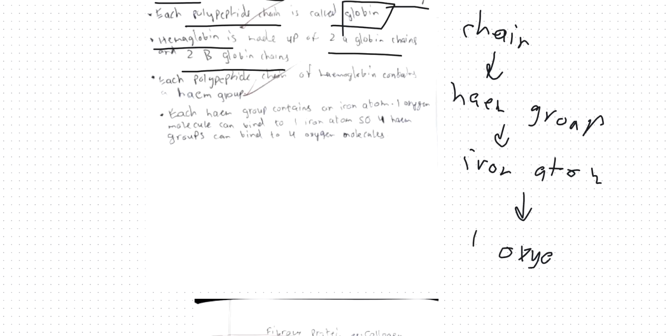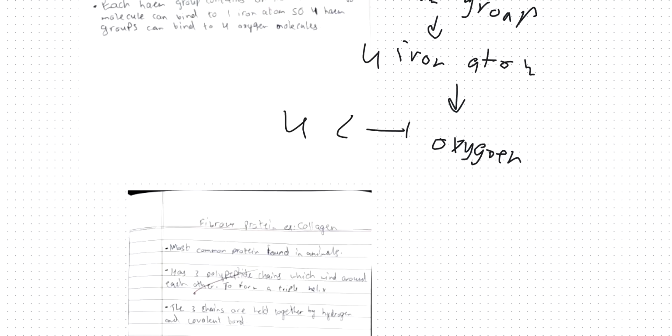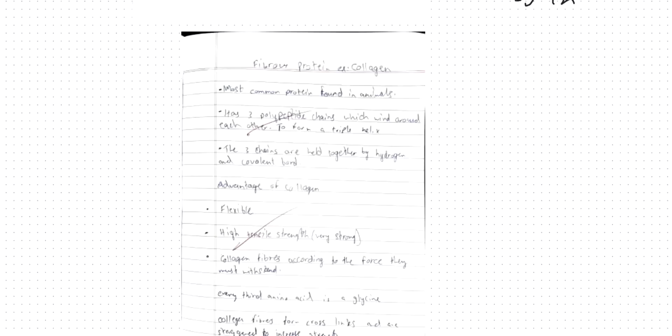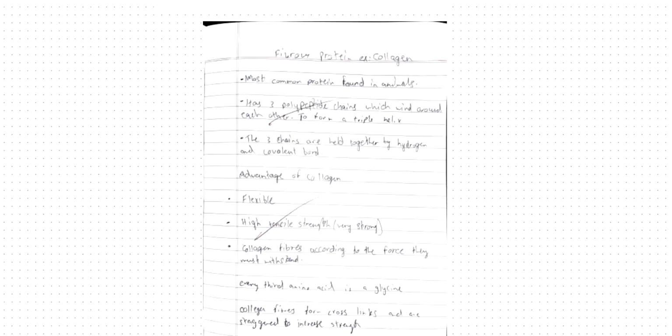So since there are 4 chains, there would be 4 heme groups. So there would be 4 iron atoms, and therefore there would be 4 oxygens in one red blood cell. So pretty basic. And another example, then, we have fibrous proteins.